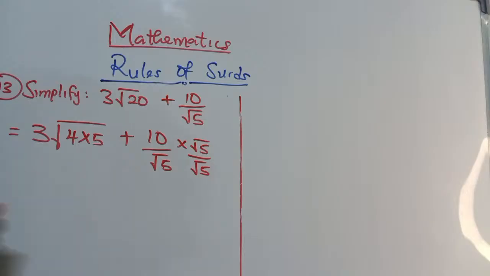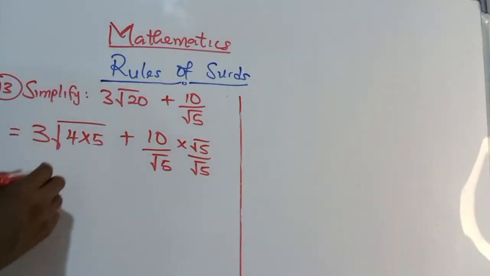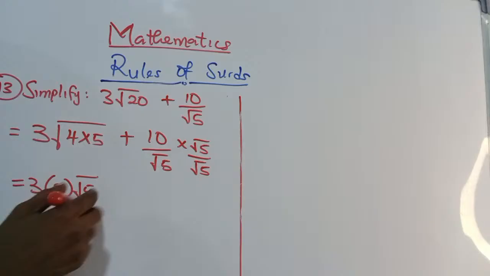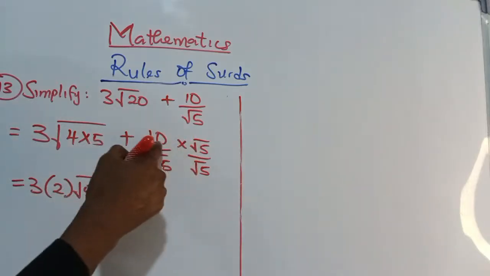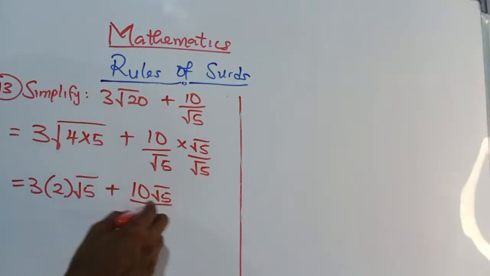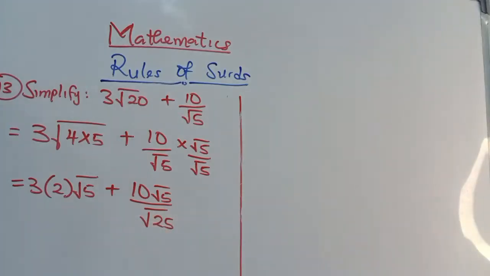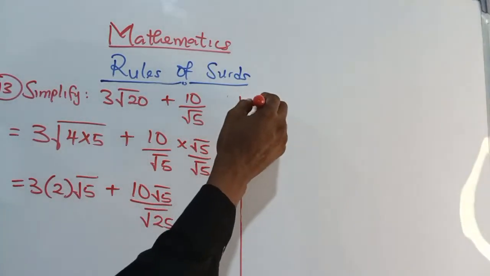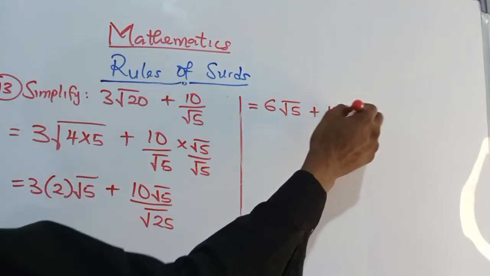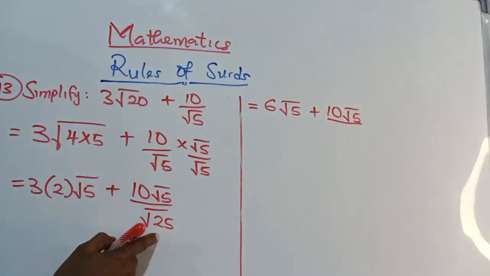From here, this is 3. The square root of 4 is 2, which we take out, with the 5. And then 10 times root 5 is 10 root 5, over 5 times root 5, which gives us root 25. So from there, 3 times 2 is 6. That gives 6 root 5 plus 10 root 5 over root 25. And then the square root of 25 is 5.